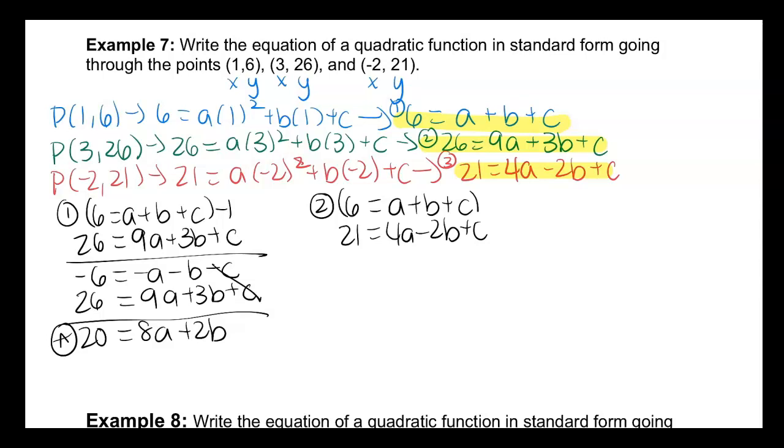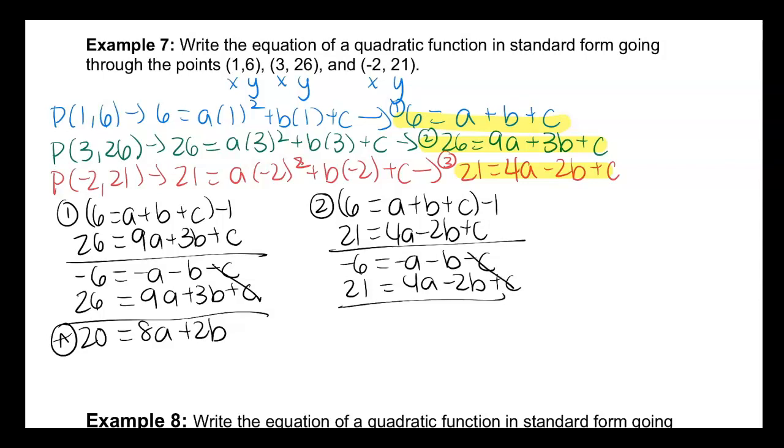I'm going to multiply this whole first equation by negative 1. So let's distribute. We're going to make this negative 6 equals negative a minus b minus c. The second equation stays the same. In this equation, the c's cancel again. This is going to leave me with 15 equals 3a minus 3b, no c. This is your second equation.